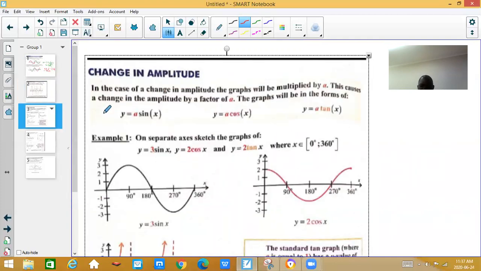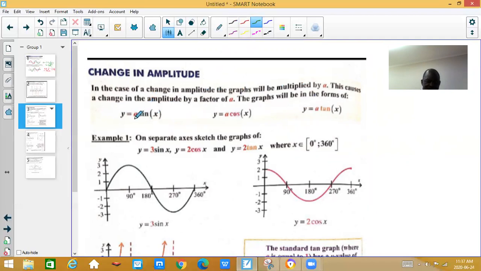Right, we want to look at the change of amplitude. When we have the graph, you realize that the graph of sine oscillates between 1 and minus 1. In the case of change in the amplitude, the graph will be multiplied by A. Take note, the graph will be multiplied by a value. Here, the one that oscillates between 1 and minus 1, you have marked A is 1. Now, if A is different from 1, let us look at it.